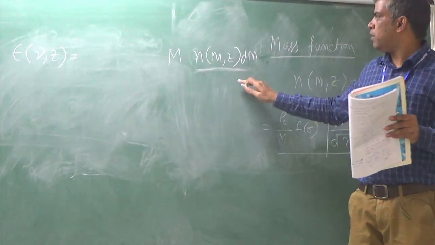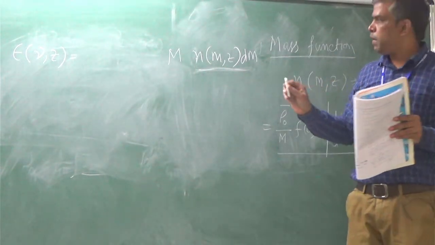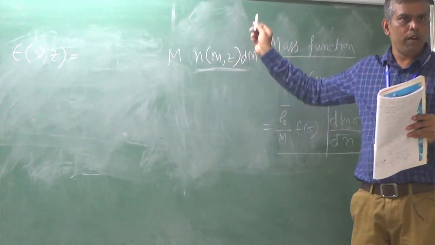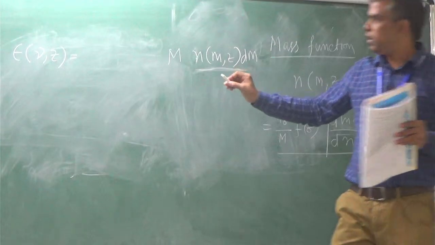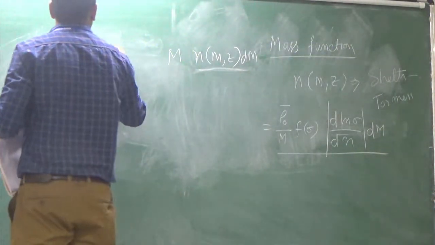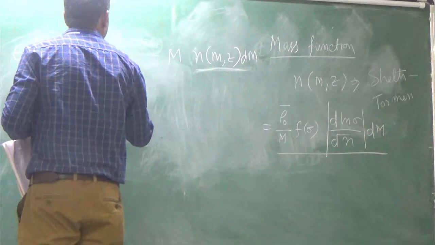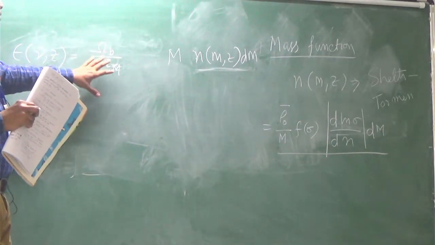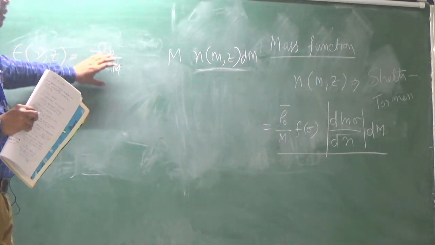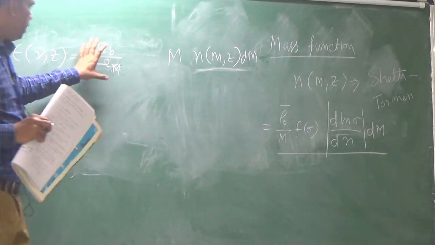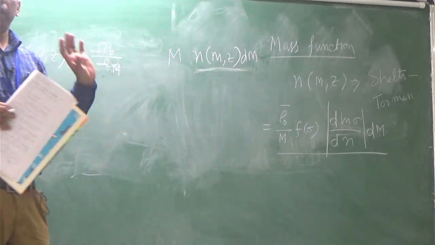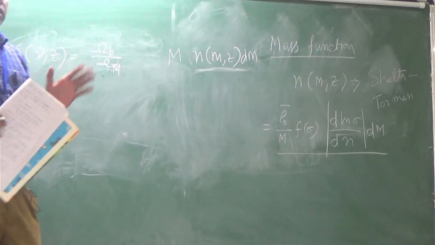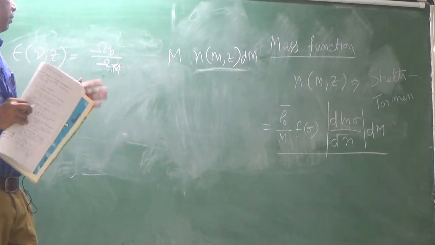If I want to calculate the baryonic mass density, so this is the dark matter mass density, and to convert it into baryonic mass density, I have to multiply with this parameter, omega b by omega m. The ratio is the ratio of baryonic density and dark matter density. If I multiply this factor with this, it will give me the baryonic matter density in the mass range of m and m plus dm at redshift z.